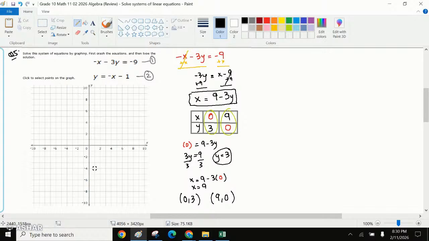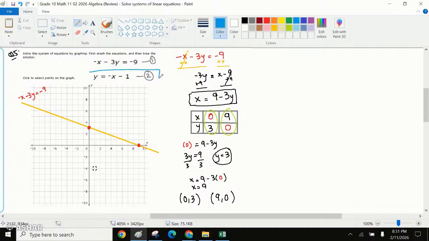So let's plot them. This is 0, 3 and 9, 0 over here. Once we join these two points together, we can say this line is being formed something like this. It might not be perfectly accurate because I'm drawing it on the screen, but it's very close to accurate, okay? So I can say the first equation was x minus 3y equals 9. Agreed? What about the next equation?